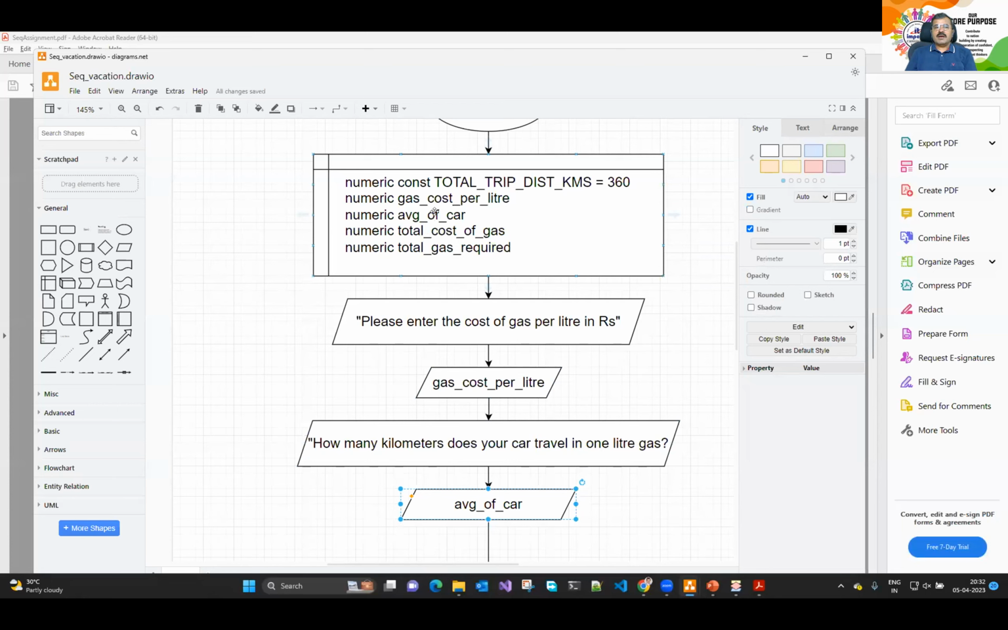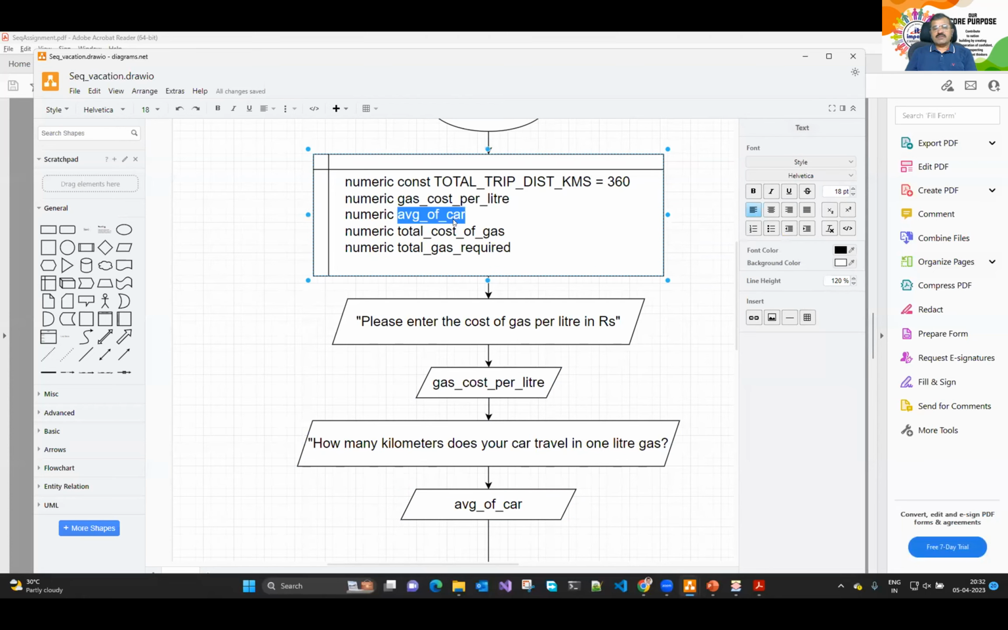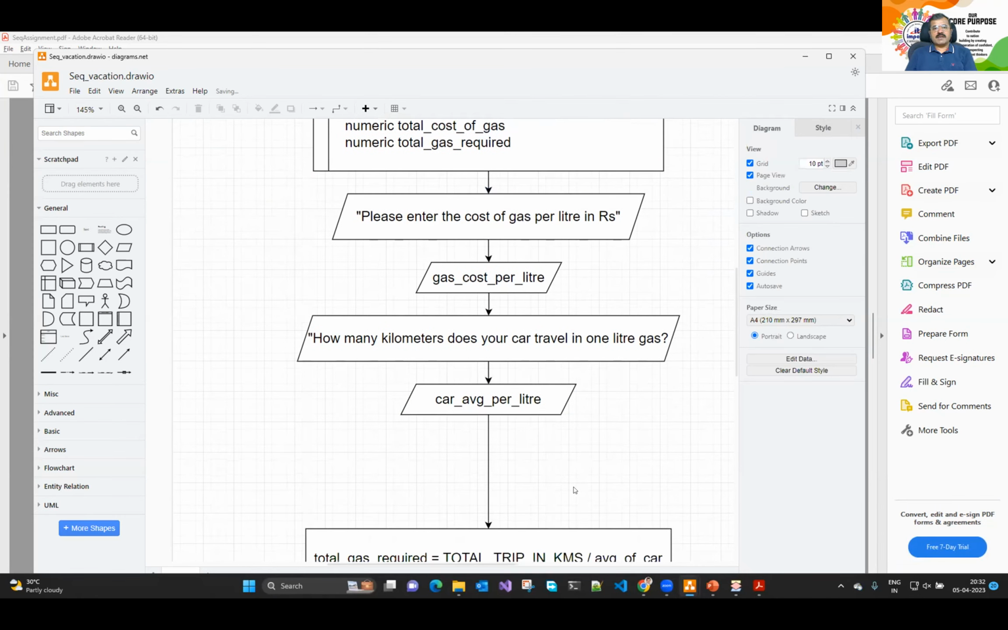Should we say average of the car? What should we say? Average per liter. I say car average per liter.